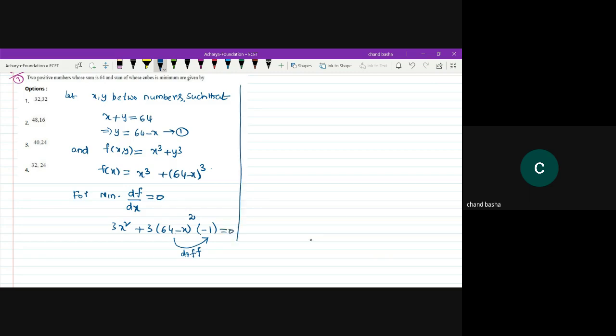Don't forget. Take 3 as common. x square minus 64 minus x whole square is equal to 0.